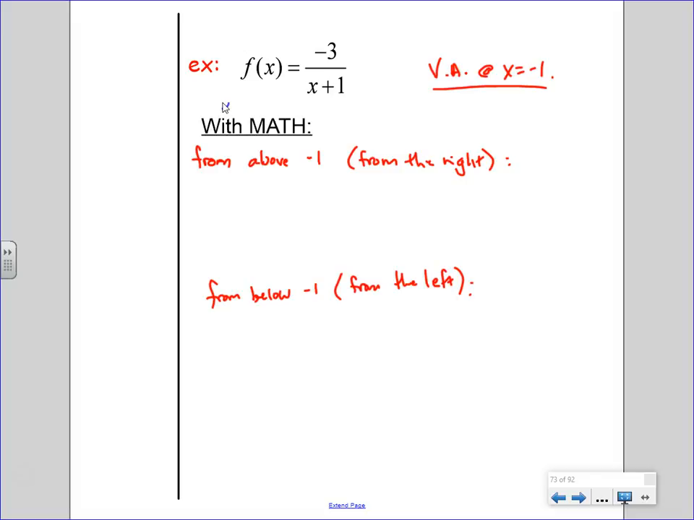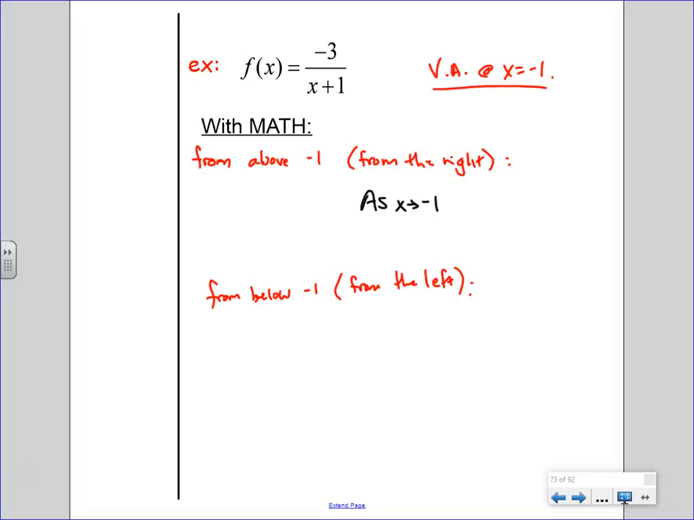Here's the statement we're going to fill in. As x approaches -1. Now guys, do you see how many words we had to write for that? If there's a shortcut notation, it would be nice to not have to write all that, right? So here's the shortcut notation.